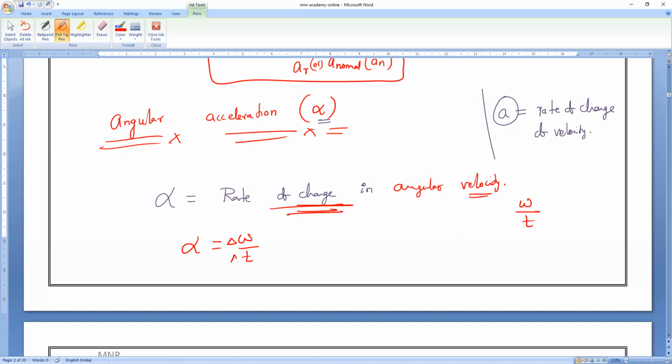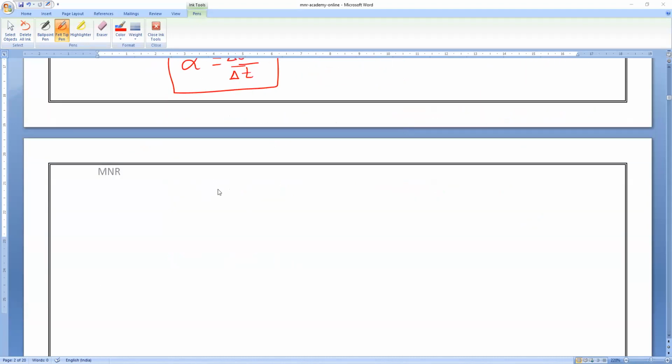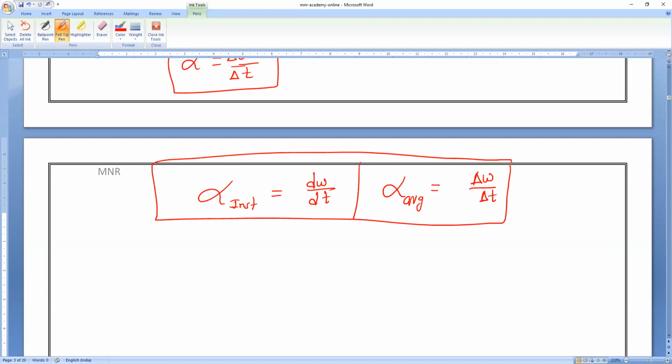Delta omega divided by delta t. So this is the angular acceleration. But again, two cases: either it is average or instantaneous. If it is instantaneous, what is that? Instantaneous is d omega by dt, angular acceleration. If it is average angular acceleration, then it is delta omega divided by delta t. I hope everybody is able to understand.